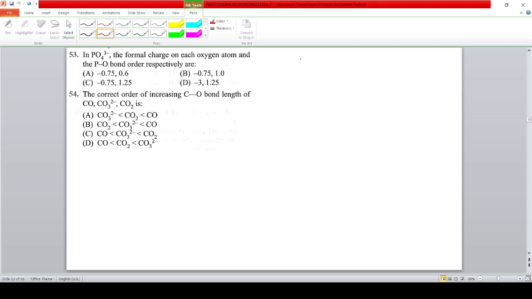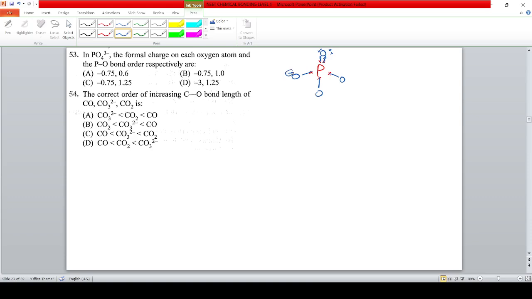PO4 3 minus. What is the formal charge on each oxygen atom and the bond order respectively? Okay, PO4. Phosphorus has 5 valence electrons: 1, 2, 3, 4, 5. Then oxygen has 6 valence electrons: 1, 2, 3, 4, 5, 6. So there is a double bond here, and single bonds to the other oxygens. Phosphorus can bond to a maximum of 5 bonds.